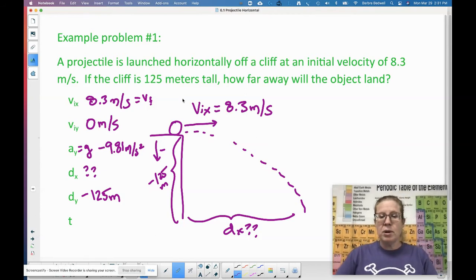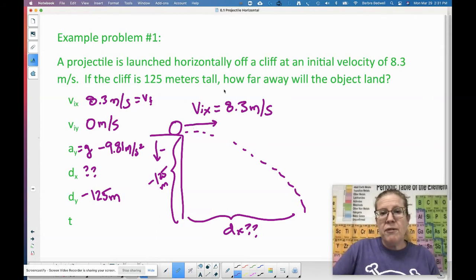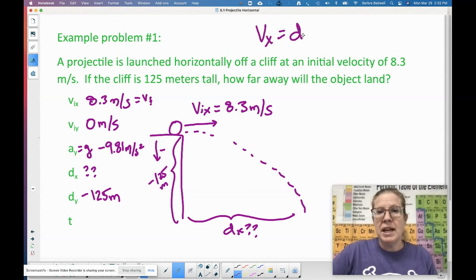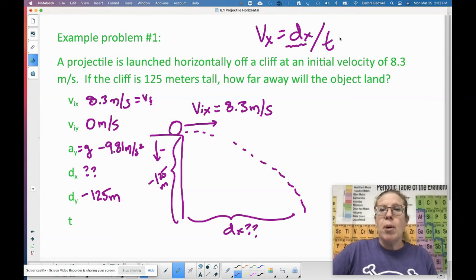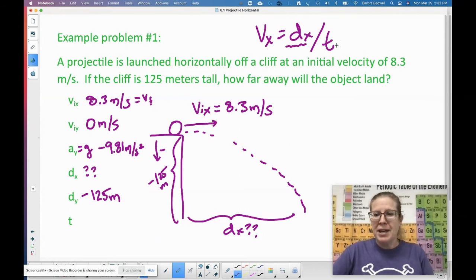So now we kind of know our components here. What do we know more of? Well, we either have to solve the vertical or the horizontal. We're trying to eventually find horizontal. So for our horizontal distance, we're going to eventually use Vx equals dx over t. Velocity is distance divided by time horizontally. We've got the Vx, and we're solving for dx. That's what we're looking for, but we need to find time, and we don't have that yet.